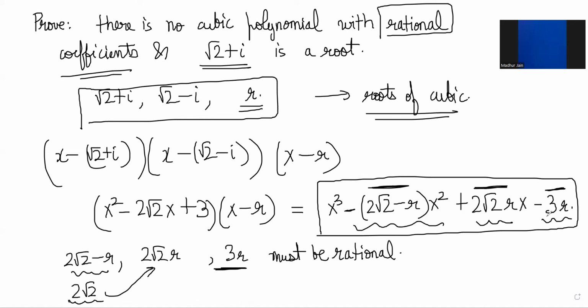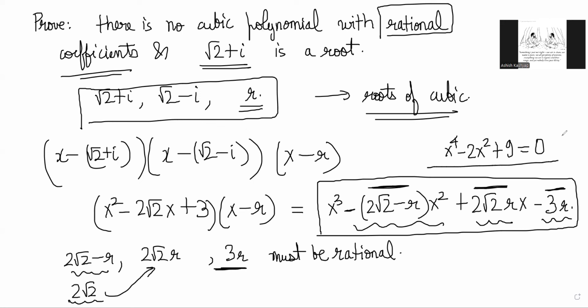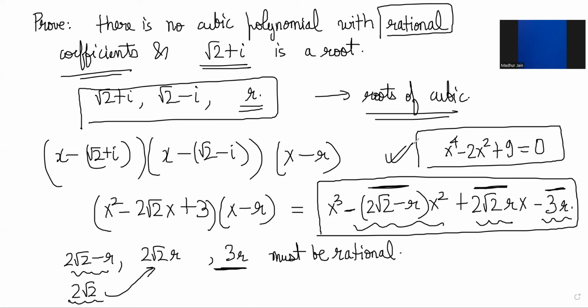I hope everyone is following what I'm saying. So basically, we have proved that a degree 3 polynomial is not possible. And we have already gotten a degree 4 answer. A 4 degree polynomial we already got, right? So that is the answer. That degree 4 one that we had found, which was x power 4 minus 2x square plus 9, that would be your answer for part B. I hope it is clear.